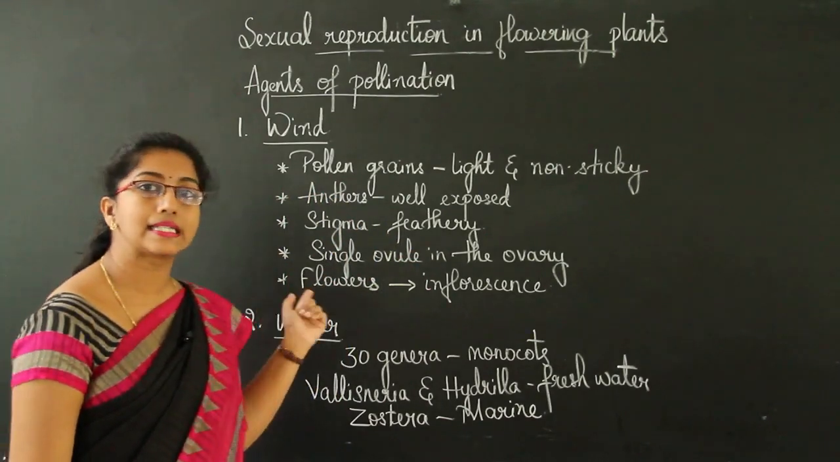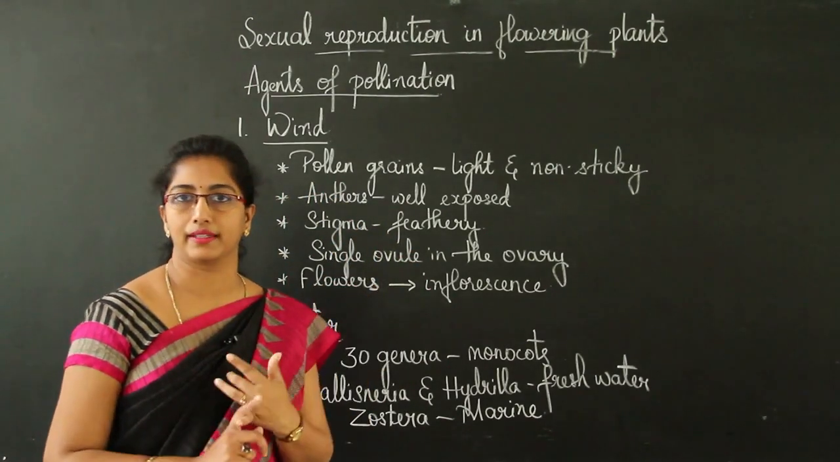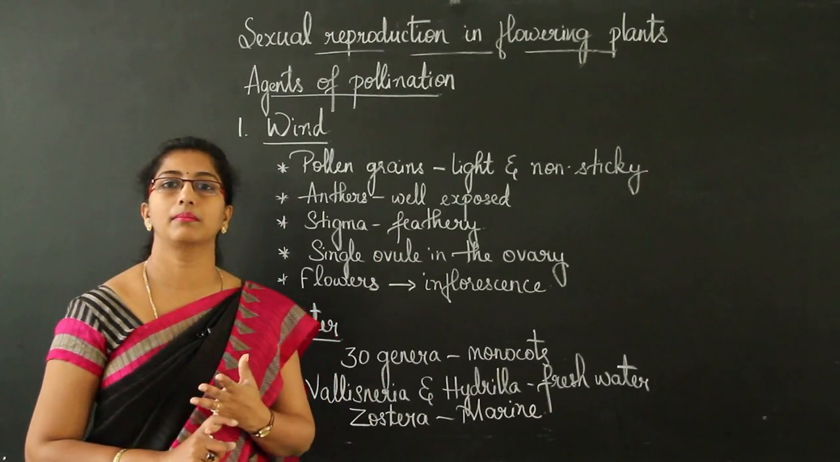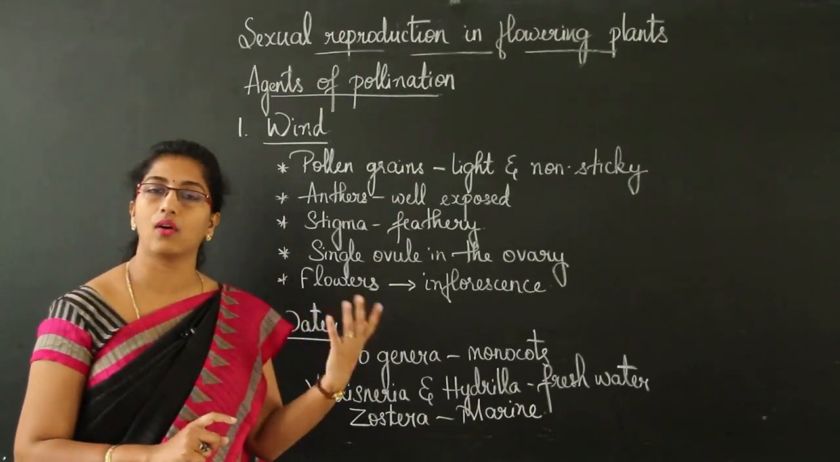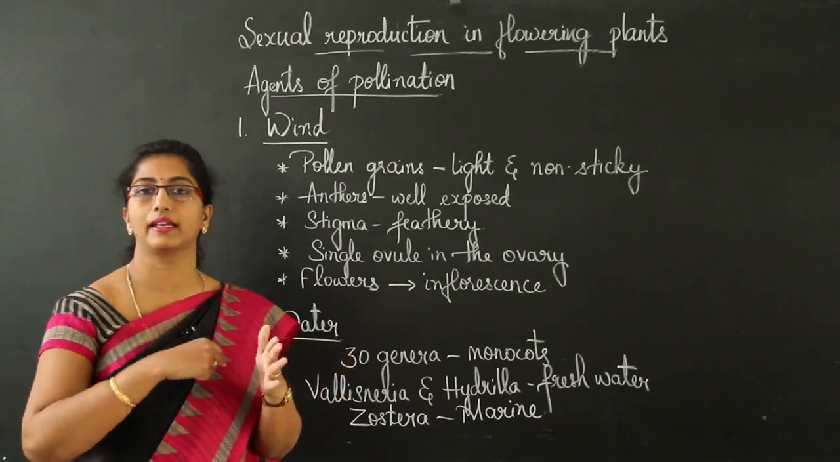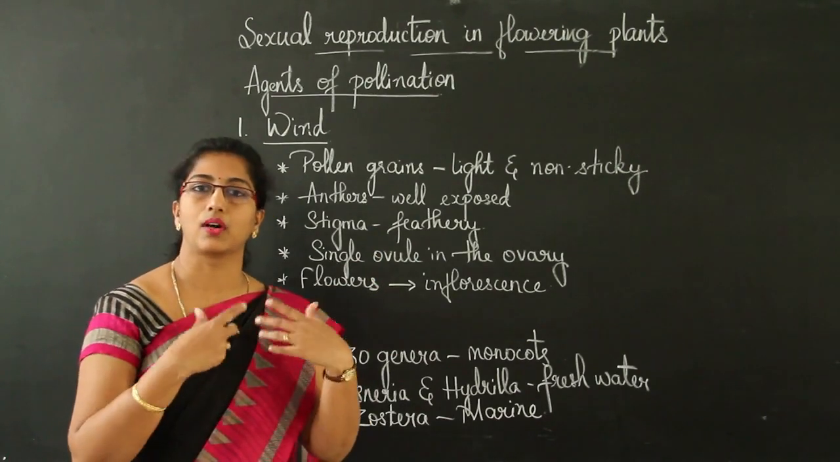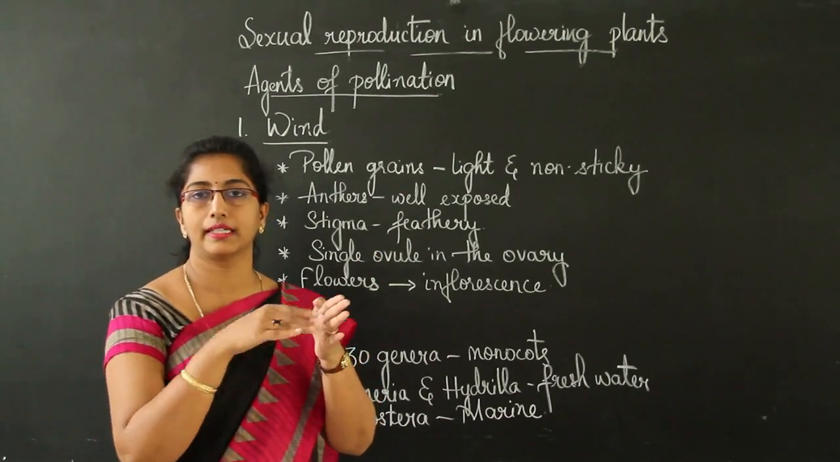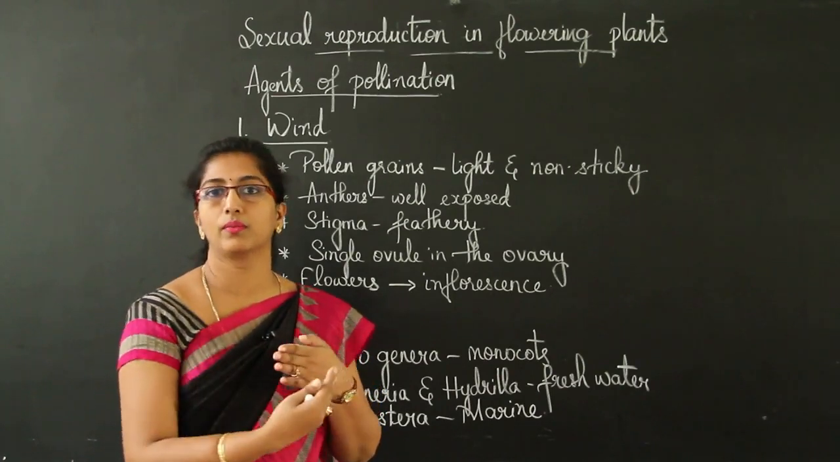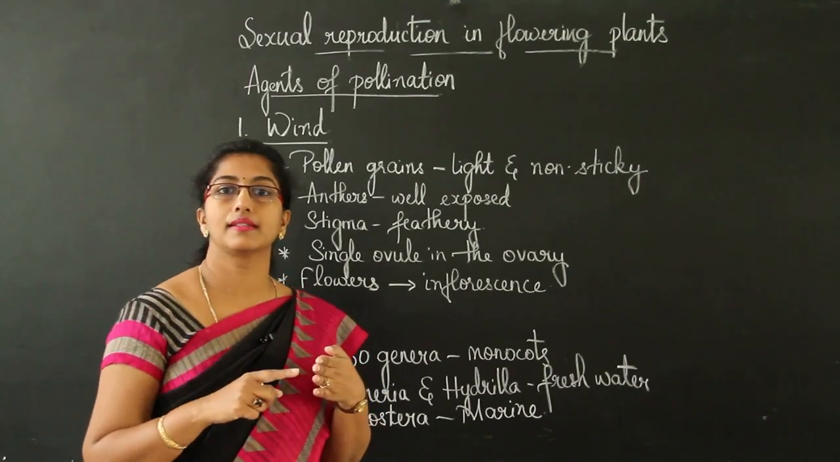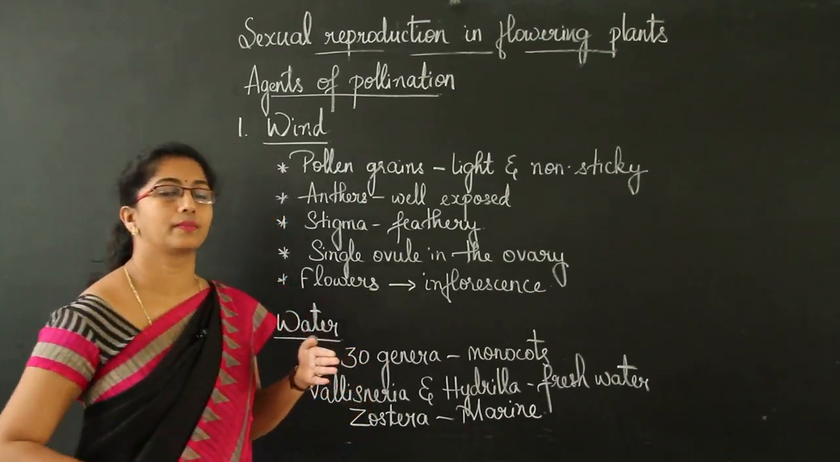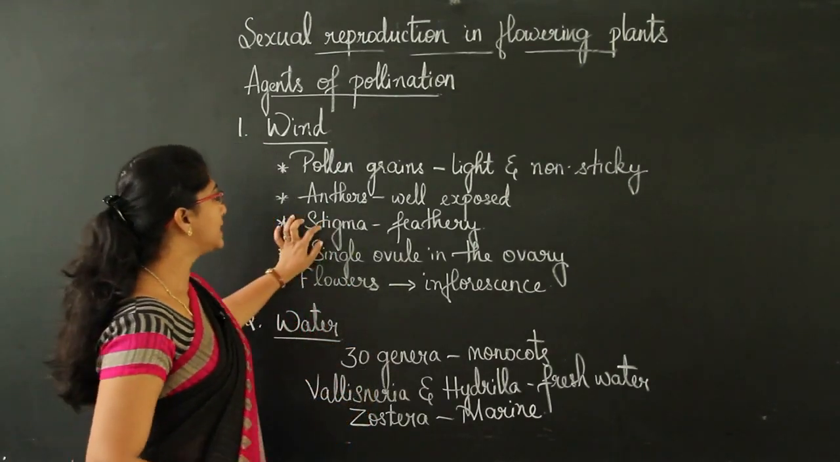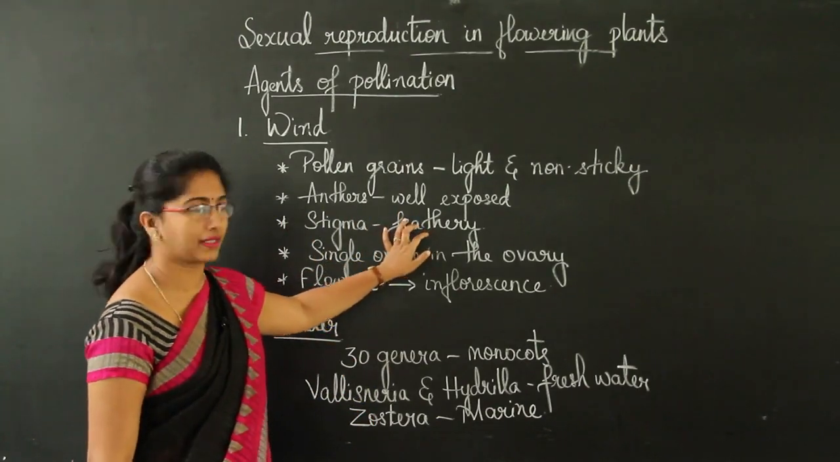Then we see stigma will be feathery. Stigma is feathery again to trap the pollen. These are also like waving in the wind. They are like an elongated style which comes out of the flower, waving along with the wind. So the chances of trapping the pollen in the wind become higher. Because of that, we see that stigma will be feathery.